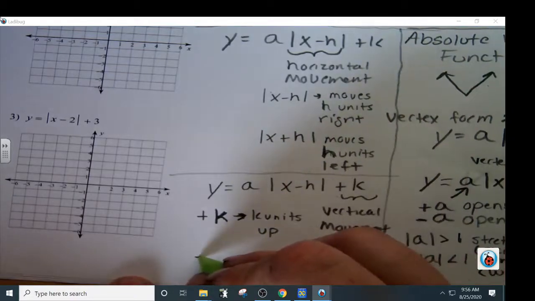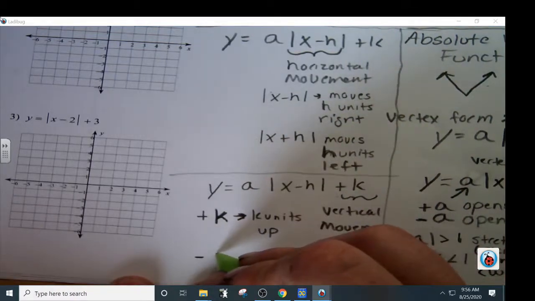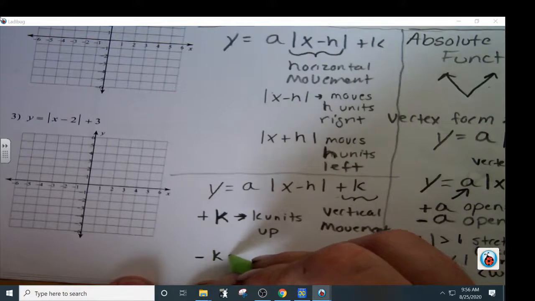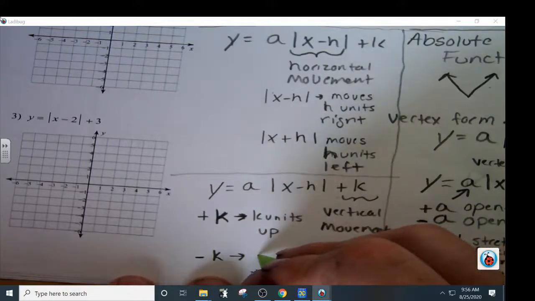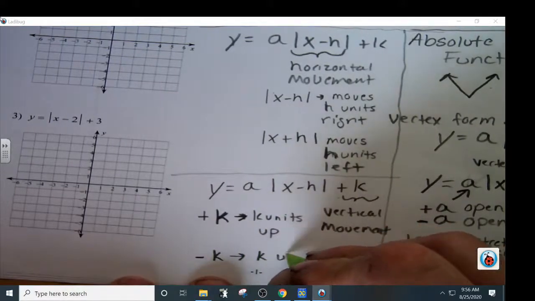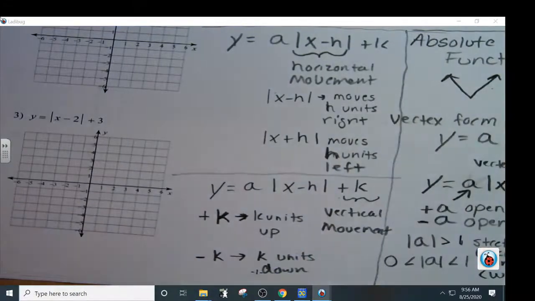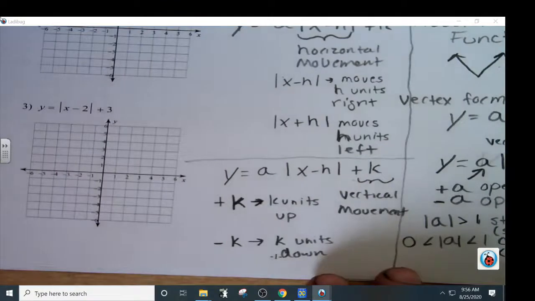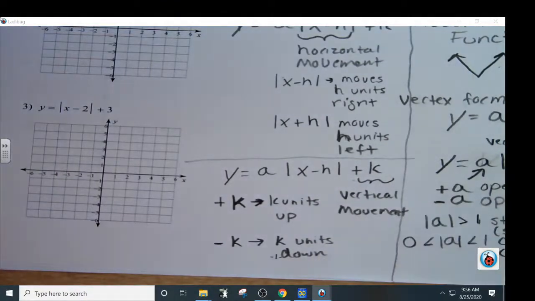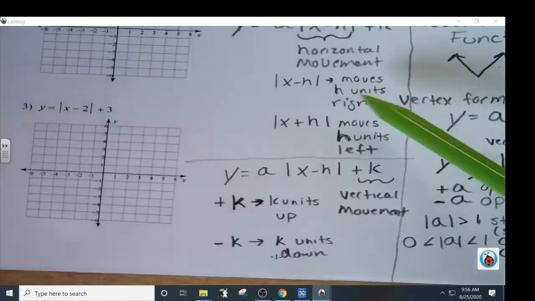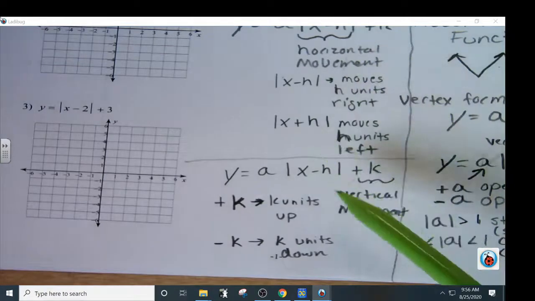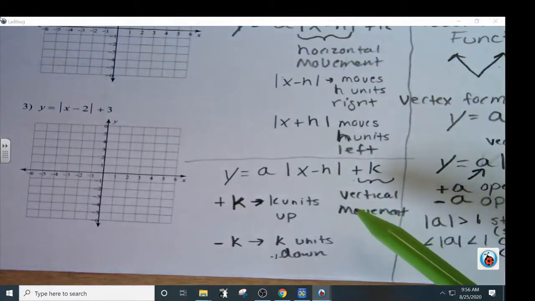What do you think minus K is? Come on, guys, y'all asleep at the wheel on me. K units down. Awesome. All right, guys, so that's all of your transformations. Okay? You got your A value transformations. You got your horizontal transformations. You got your vertical transformation. That's all you really need to know. Okay?